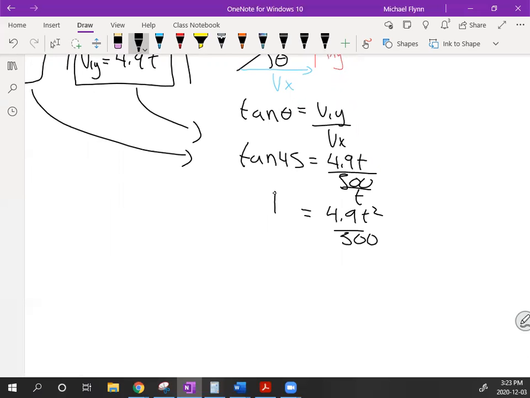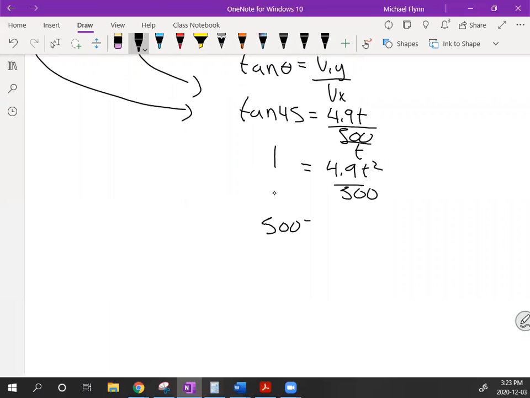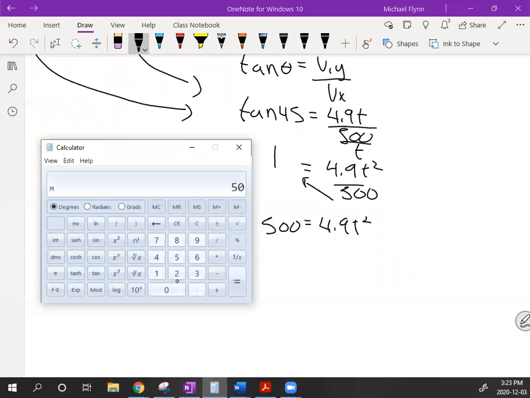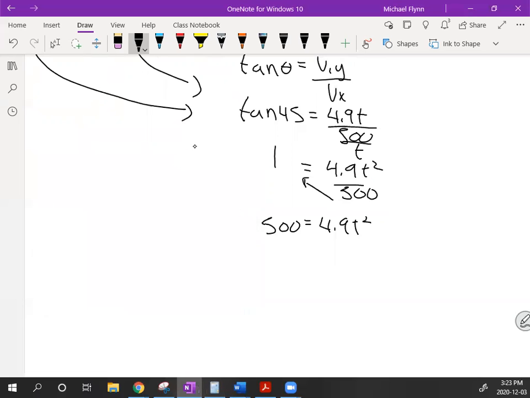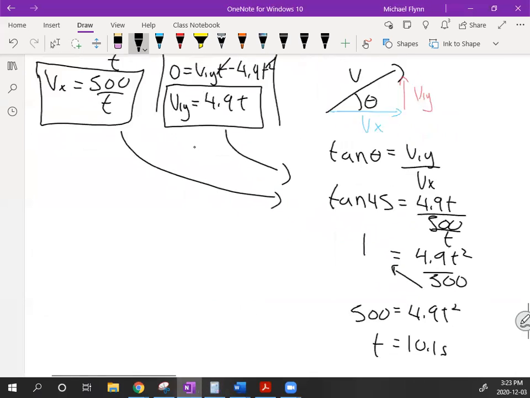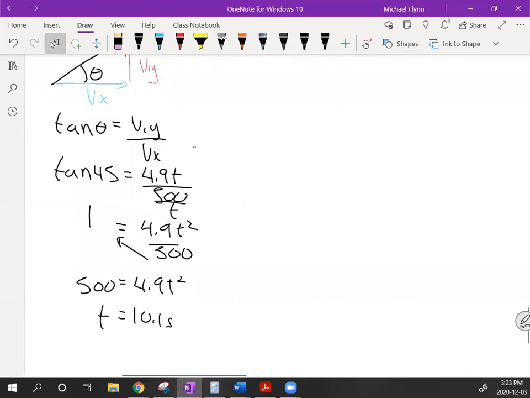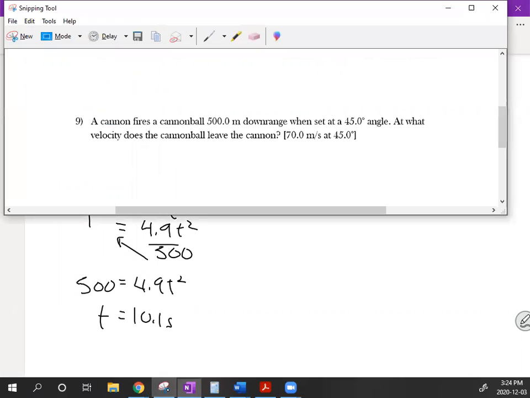Solve that for t. I get 500 by cross multiplying, equals 4.9 t squared. So now I'll just go 500 divided by 4.9 is 102. Take the square root. I get 10.1 seconds. So t equals 10.1 seconds. Now, I'm just going to pick one of my things. Therefore, v1y will equal 4.9 t. So I'm going to take that and multiply it out.